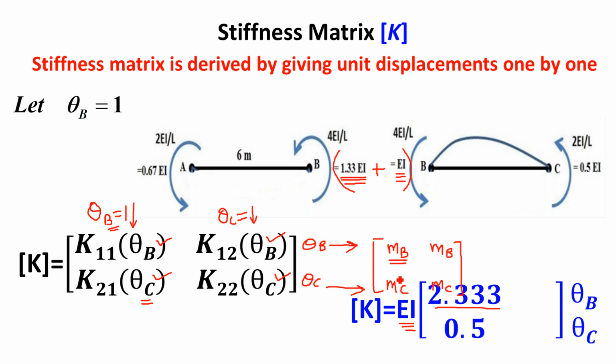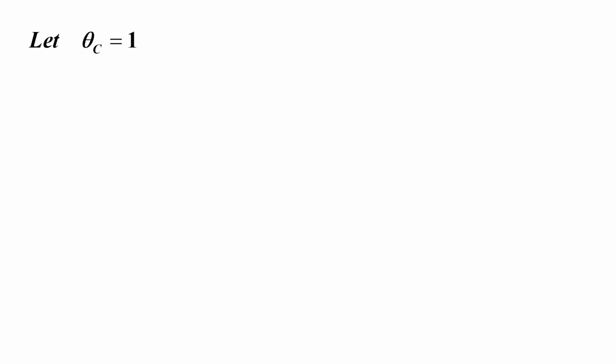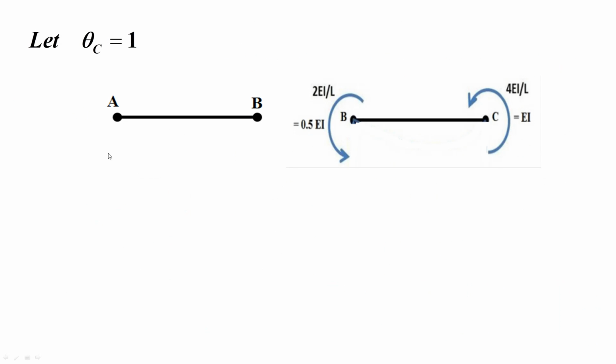And then the second element is what? The second element is the moment at C. What is the moment at C? It is 0.5 EI. So this is 0.5. Like this you can write down the first column of the stiffness matrix. This is from the first figure, that is theta B equal to 1. Similarly, now we have to draw the second figure, that is theta C equal to 1. So give the unit rotation at point C now.